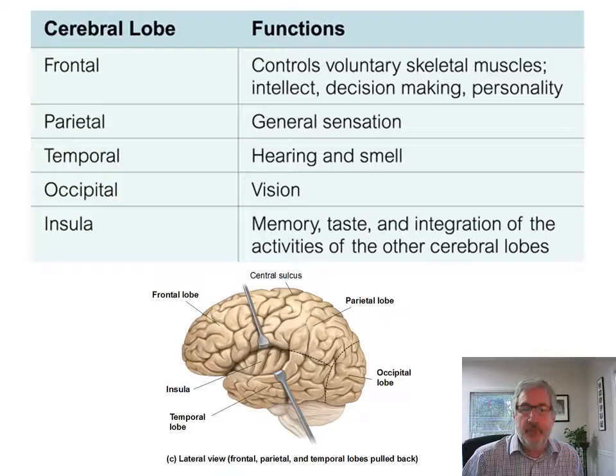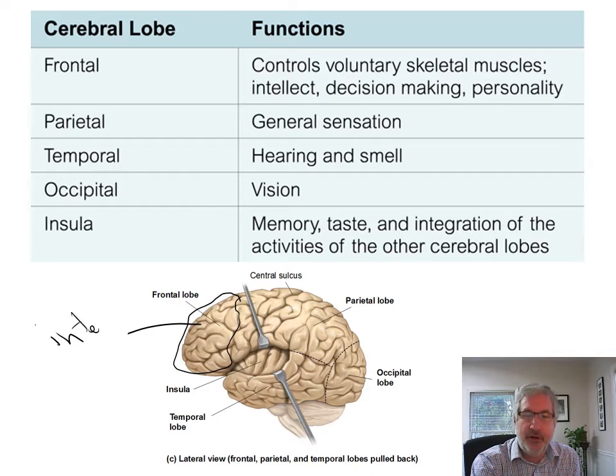All right, next slide. So we talked about this a second ago: the frontal lobe, parietal lobe, temporal lobe, occipital lobe, and insula, and what they actually do. Their functions: the frontal lobe is controlling the voluntary skeletal muscles. Also, your intellect, your decision making, your personality seem to all be up here in the front. So in the frontal lobe, this area all the way through here, and this is just approximate, don't follow any of these grooves necessarily, this is all like intellect. Let's just call it that for now.